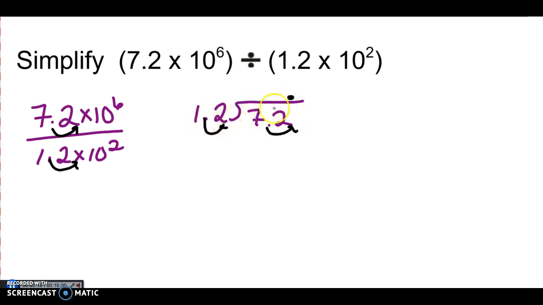So how many times does 12 go into 72? It goes in 6 times. 6 times 2 is 12. Carry the 1. 6 times 1 is 6, plus 1 is 7. Look at that. It comes out lovely. So the first part of my answer is 6 times 10.